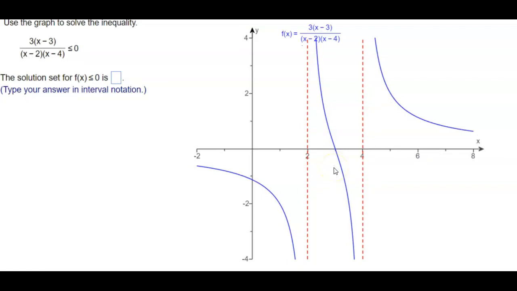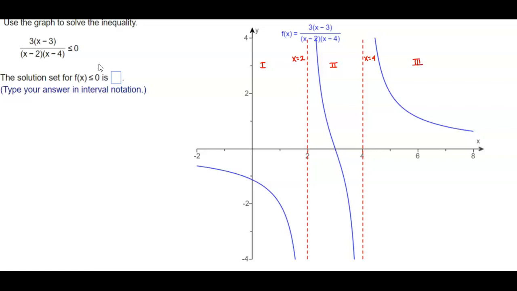So what's happening with the graph? Well, if you look at the denominator, we have two vertical asymptotes. We have a vertical asymptote that goes through 2, so x is equal to 2. And we have another vertical asymptote going through 4. So that tells us that we have three regions: region 1, region 2, and region 3.